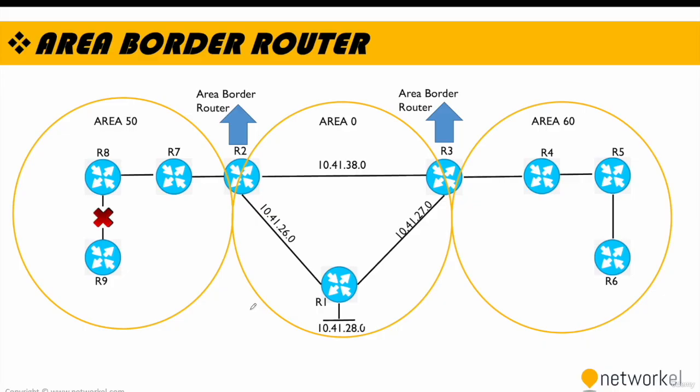Okay, I have given you one example. If a link between router 8 and router 9 goes down, the area border router, which is router 2, isolates the fault also. So just area 50 is affected from this change.